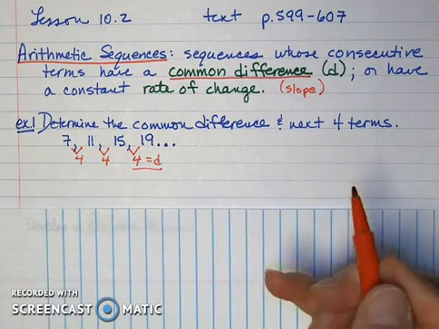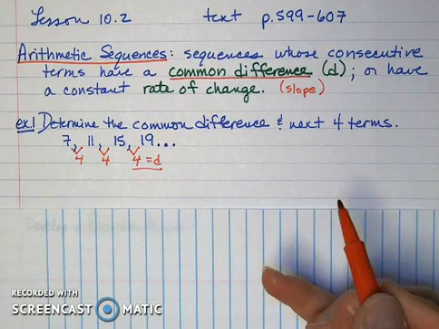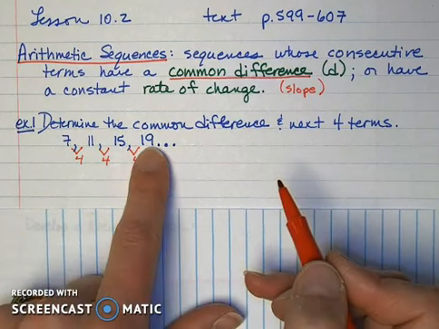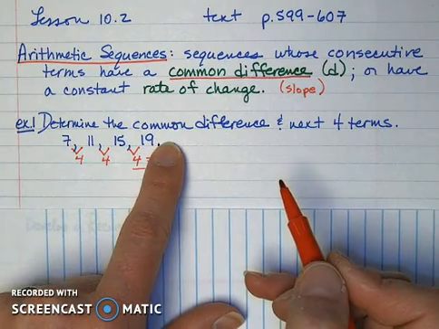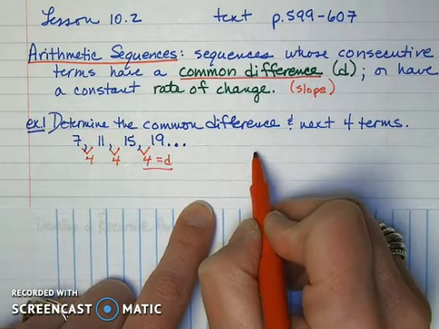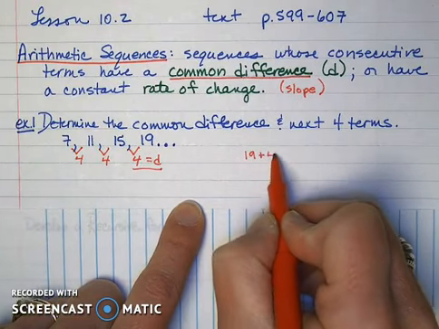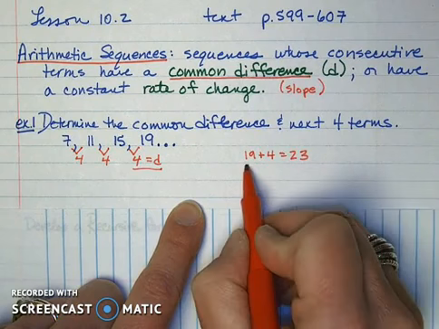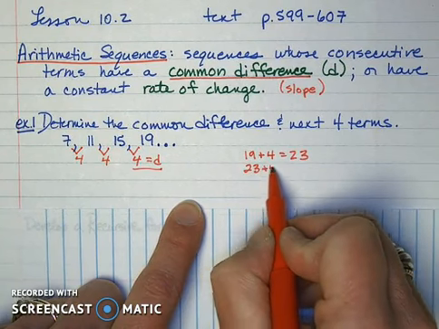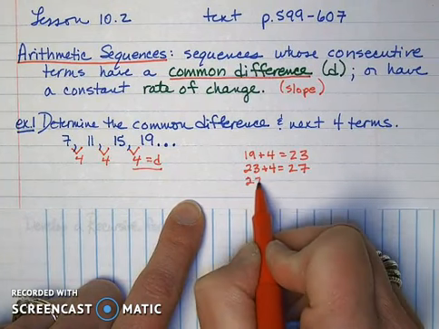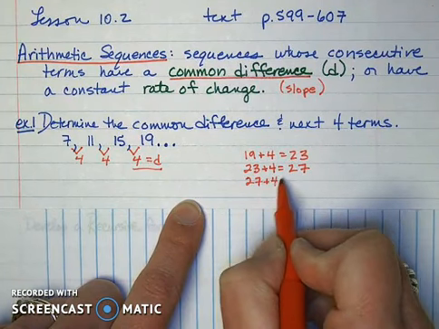And then to get the next four terms, I simply take that 19, I'm going to add 4, and I'm going to get the next term. So if I do 19 plus 4, I'm going to get 23. If I take 23 plus 4, I'm going to get 27. And 27 plus 4, I'm getting 31.